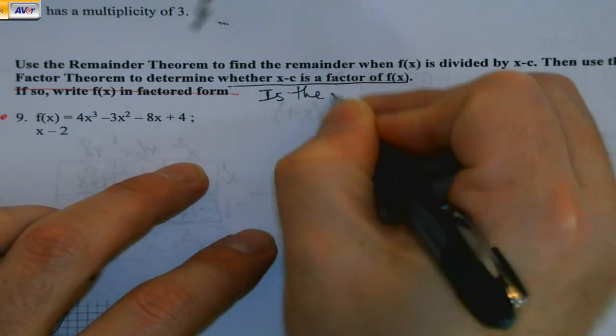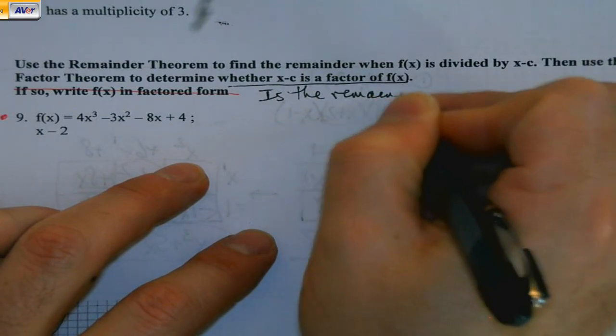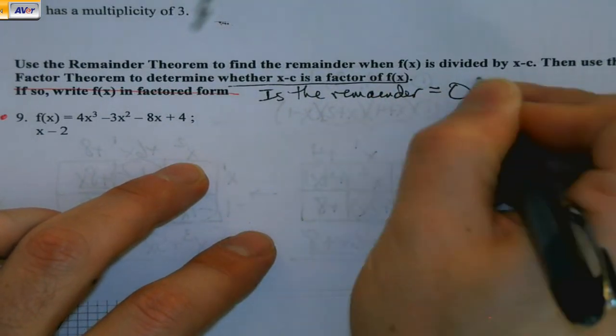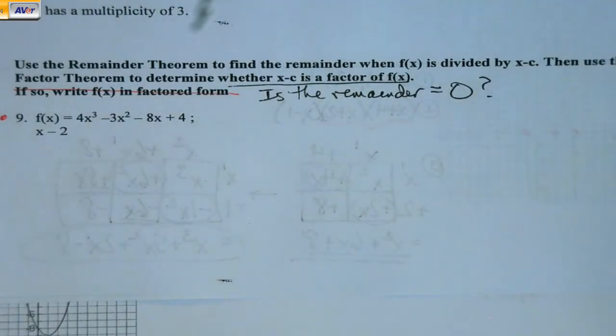Is the remainder equal to 0? That's all we're doing here. Okay? It's not going to be as worked out as it was yesterday, where we find all of the factored format, because some of these are a little cray-cray for where we're at.